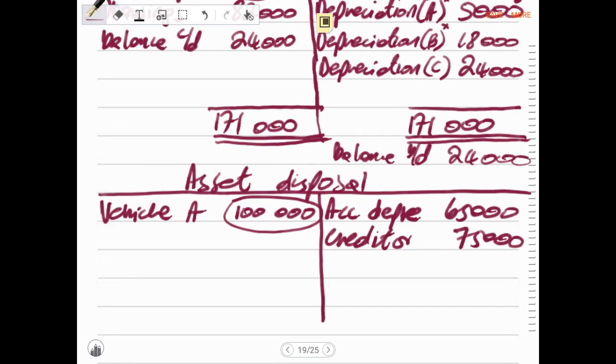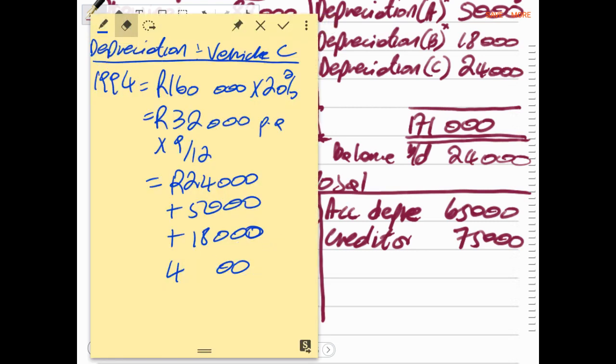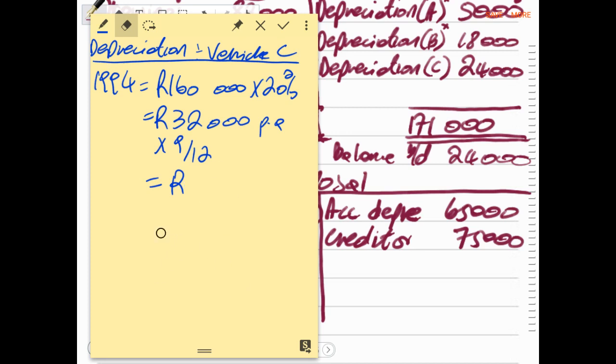Then after, we have to check if we have made a profit or a loss on the disposal of this asset. How do we check that? We need to know the cost price and the accumulated depreciation. That means we have to say cost minus accumulated depreciation. That will give us the carrying amount or carrying value. So now let us calculate the carrying amount for motor vehicle A.